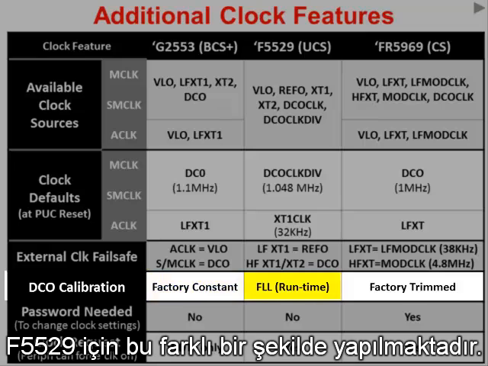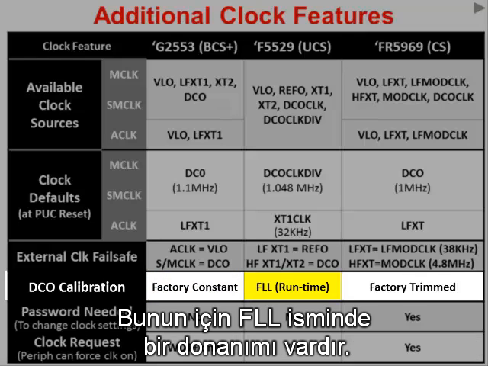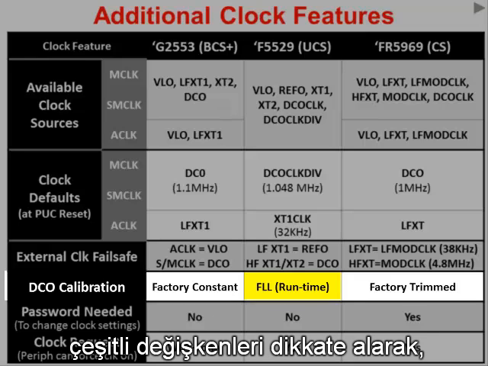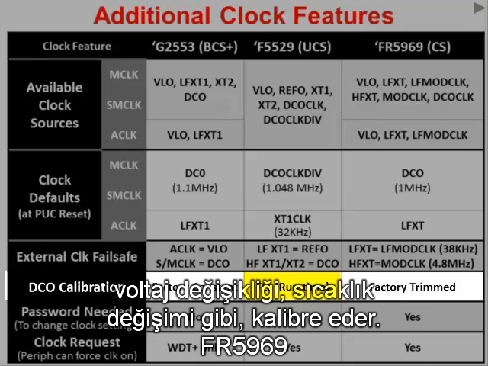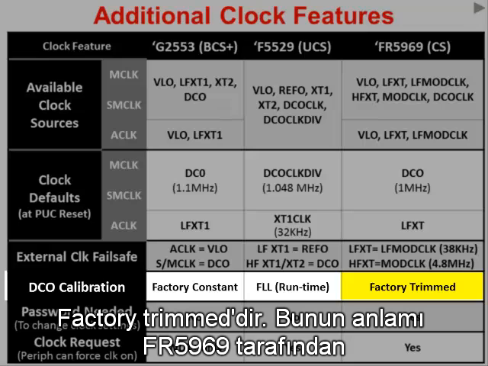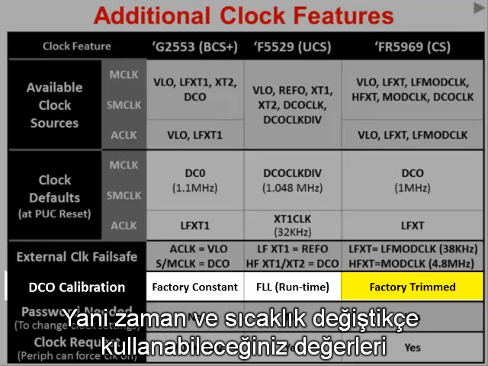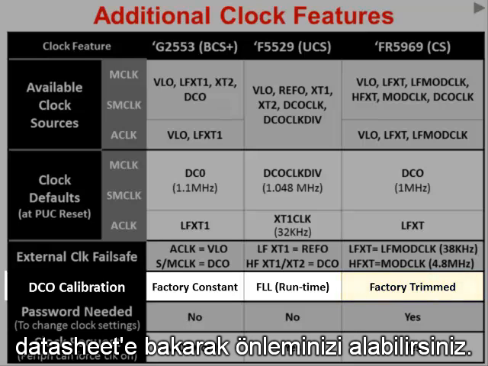For the F5529, it's done differently. It actually has hardware, a frequency lock loop known as FLL, that calibrates the DCO at runtime, responding to various issues, whether it be voltage changing, temperature changing, or whatever. The FR5969 is actually different than either of the other two. It's factory trimmed. By that we mean they've picked a number of frequencies that are supported by the FR5969, so that over time and temperature you get the precision that they've described in the datasheet.